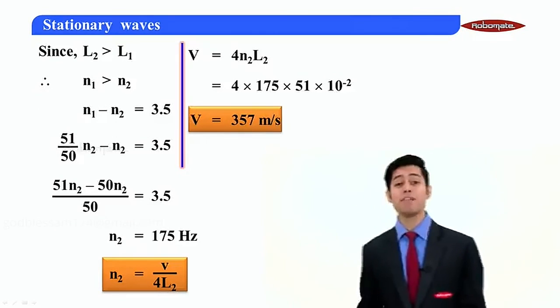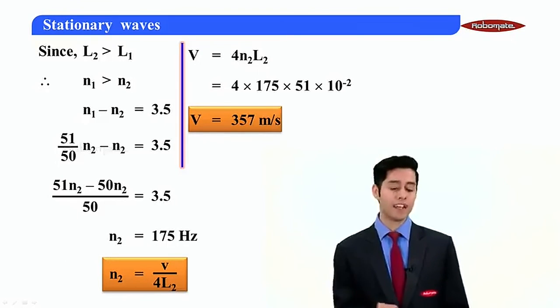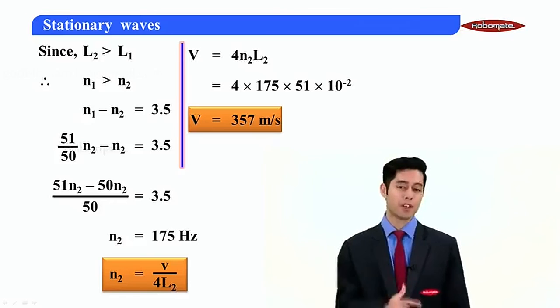So students, with the help of this module, we studied the concept of how to get the velocity of sound in air with the help of the concept of organ pipe.